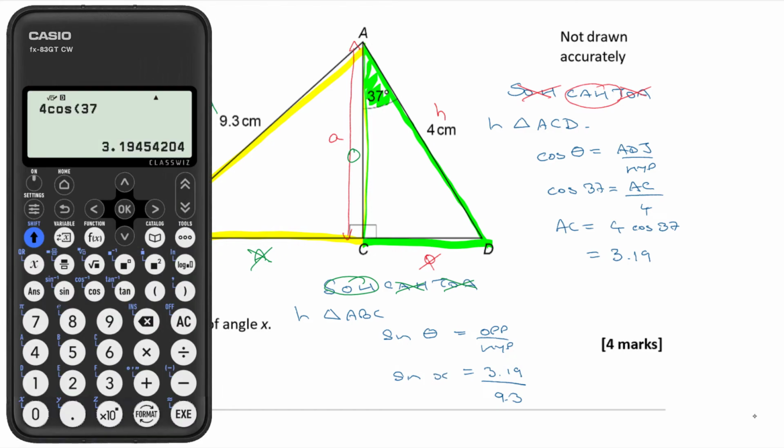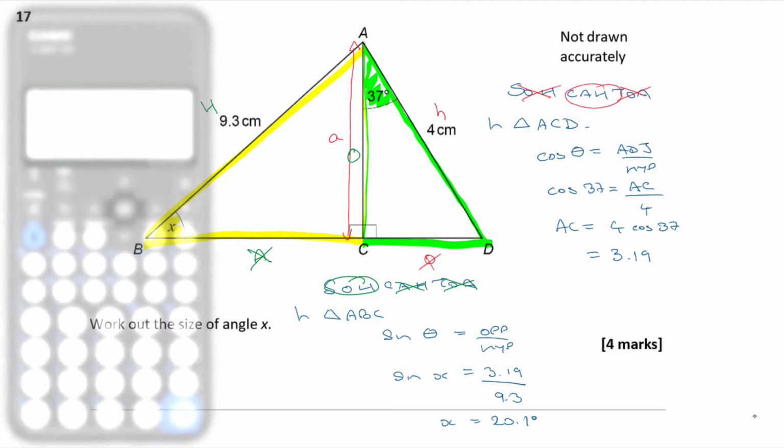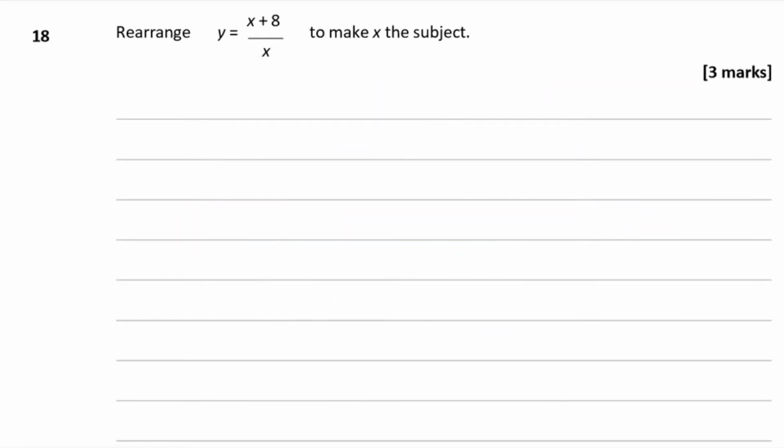Typing that into my calculator, I've already got the 3.19 long version in my calculator. I'm going to keep that and divide it by 9.3, and that gives me 0.343. Then I'm going to find the inverse sine of that. So shift sine answer, that's given me a value of X of 20.1 degrees. Okay, and that's my answer.